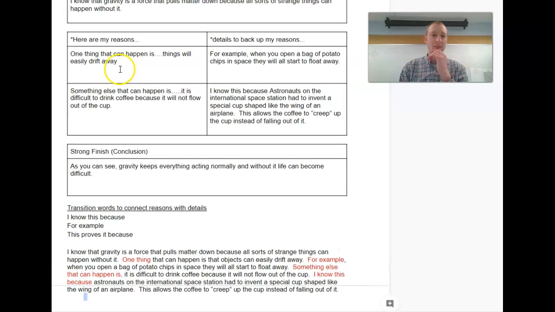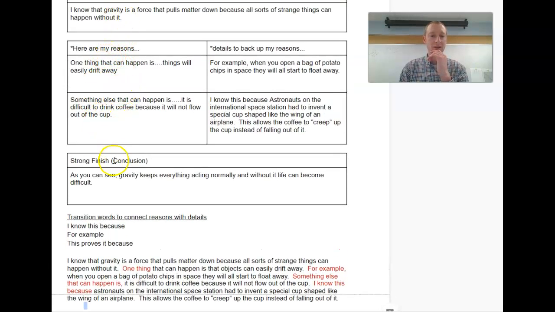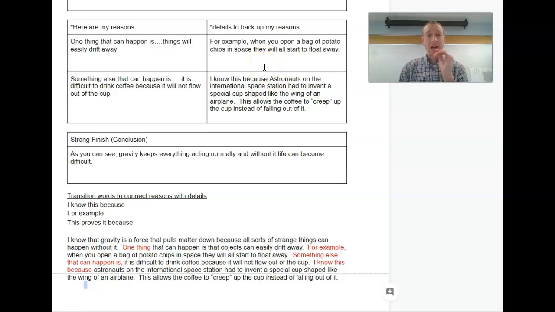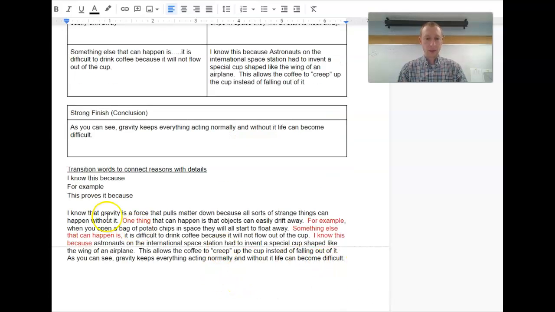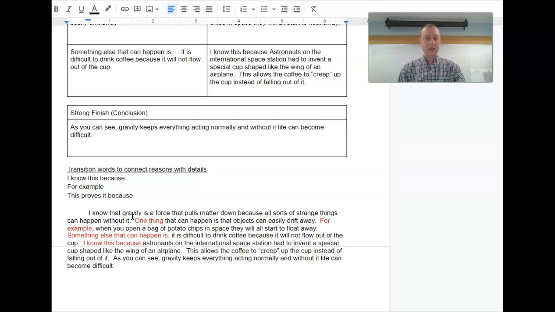Okay, so let's see. I've got my introduction. I've got 2 reasons. Each of those reasons is backed up with details. I've connected the reasons and the details with these red transition words. All that's left for me to do is a conclusion. And I've already got that written here, and you should already have yours written in your graphic organizer as well. As you can see, gravity keeps everything acting normally, and without it, life can become difficult. There it is. Okay. One last thing I need to do. It's a paragraph. It's got to be indented, so I just press the tab button at the top left to indent, and there's my paragraph.